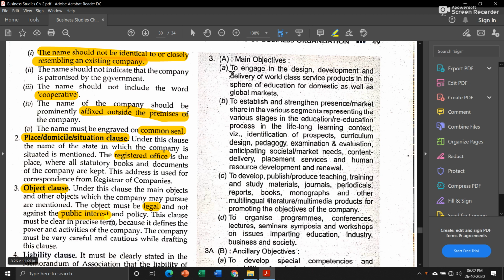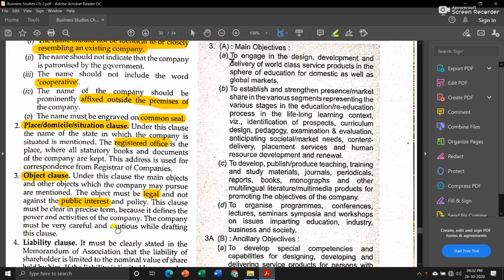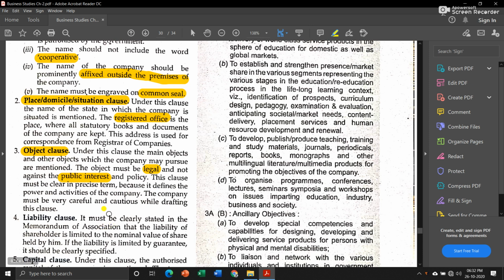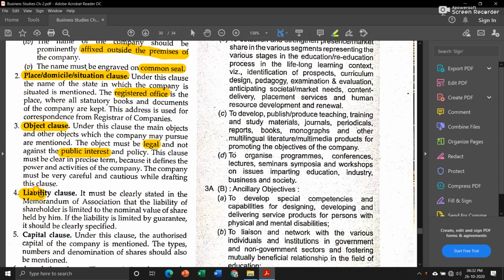This clause must be clear in precise terms because it defines the power and activities of the company. The company must be very careful and cautious while drafting this clause. Means while mentioning the objectives of a company, the terms or the objectives should be clear ones. It should not be confusing, or in such terms that it is impossible for anyone to understand properly. That is why while writing this objective clause, it is very important to take necessary cautions.